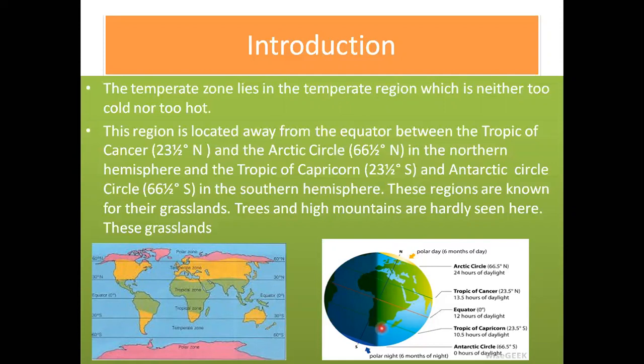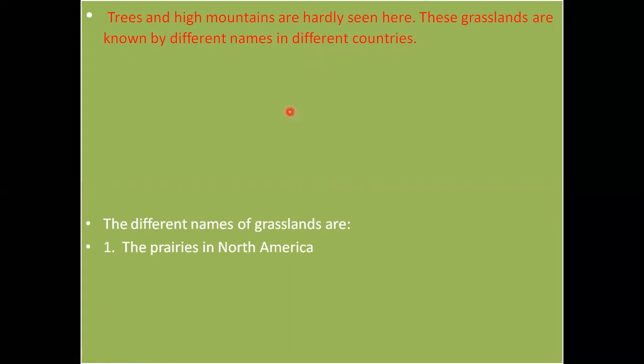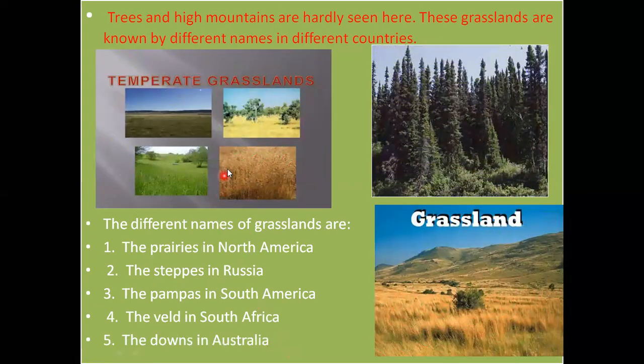This region is known as the grasslands. Trees and high mountains are hardly seen here; in the grasslands we see very tall grass. They also have different names in different countries. What are those? The prairies in North America, the steppes in Russia, the pampas in South America, the veld in South Africa, and the downs in Australia. There are different types of grasslands in the temperate zone.